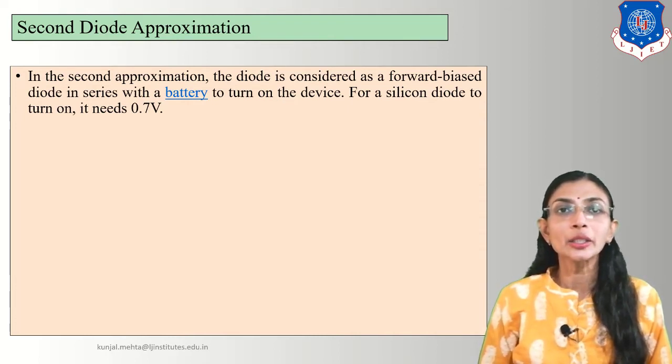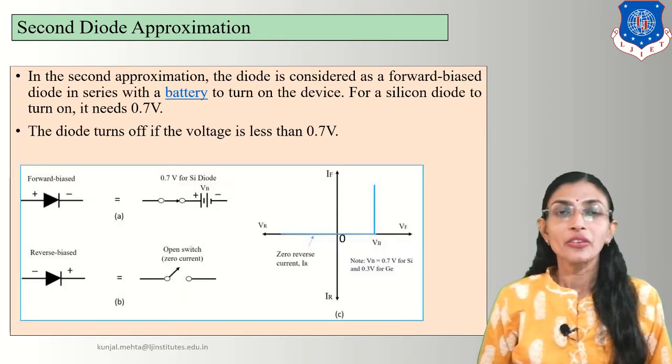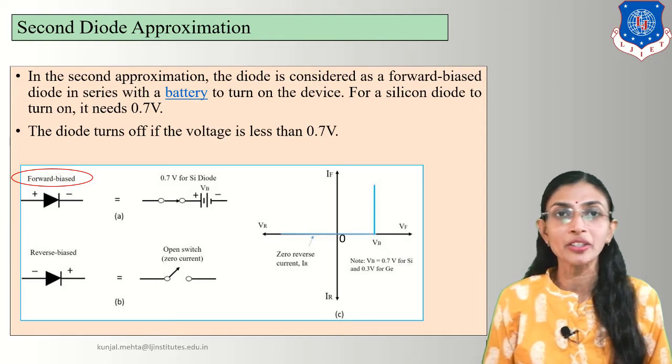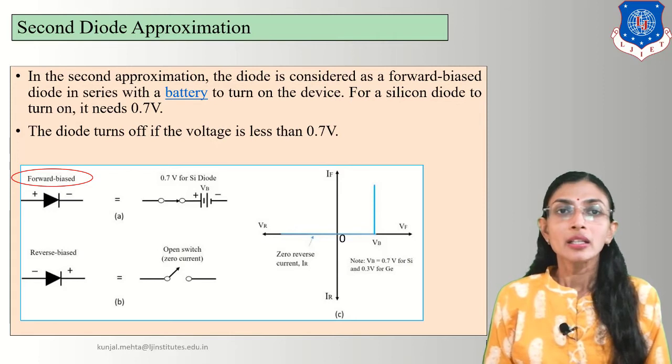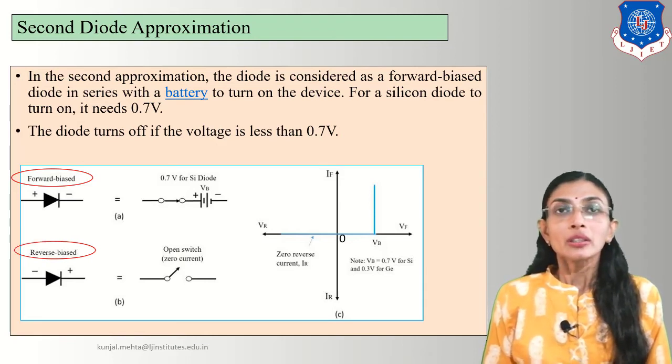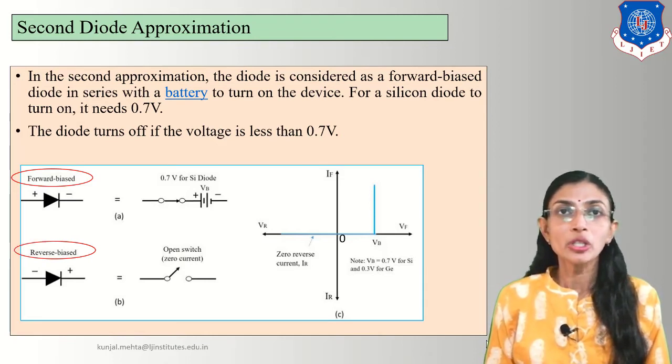So let's consider the two cases again, forward bias and reverse bias. In forward bias, the same connection: the positive battery terminal is connected with the anode and the negative battery terminal is connected with the cathode. And similarly, in reverse bias, the negative battery terminal is connected with the anode and the positive battery terminal is connected with the cathode.